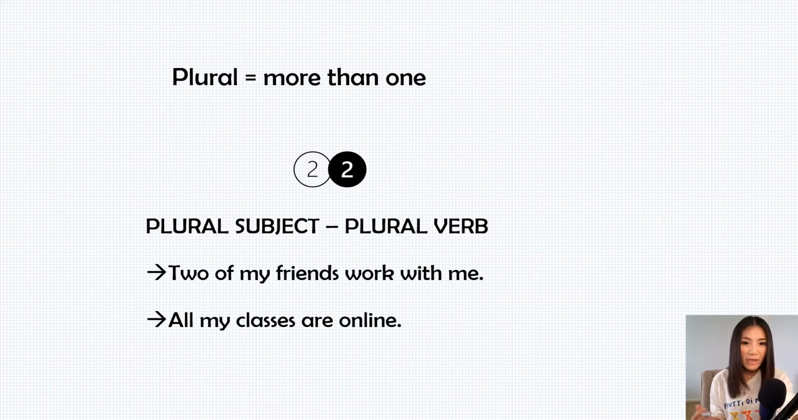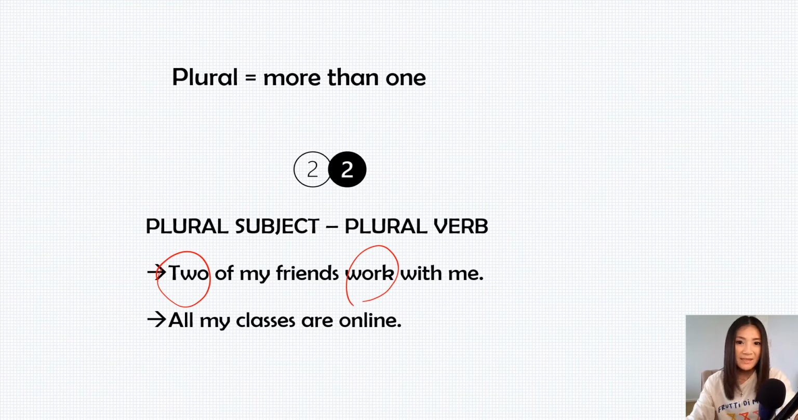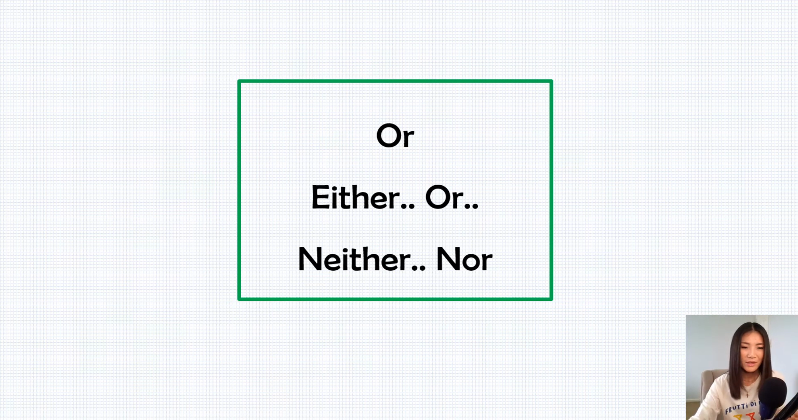Plural means more than one. So if I have a plural subject, I need a plural verb. Two of my friends work with me. My subject is two of my friends. And in the second sentence, it says all of my classes are online. So far, so good. I think that was the most general basic rule for subject-verb agreement.